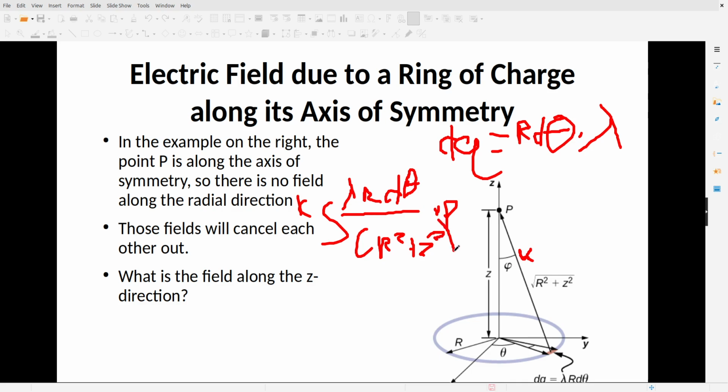Now, for the vector z hat, that's going to be the cosine of this angle phi. And the cosine of phi is z over the distance r, not the radius. This now becomes 3/2, and this becomes just z here. So you have the integration of k lambda r d theta. We're going on the full circle, so it's 2 pi to 0.